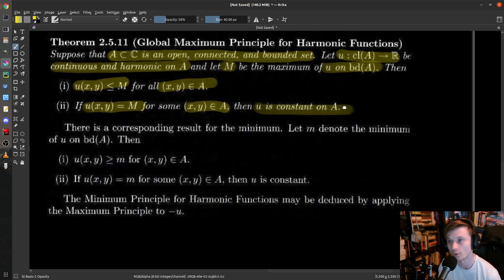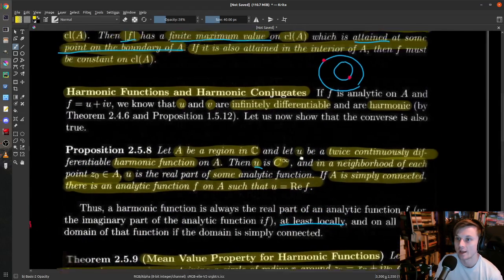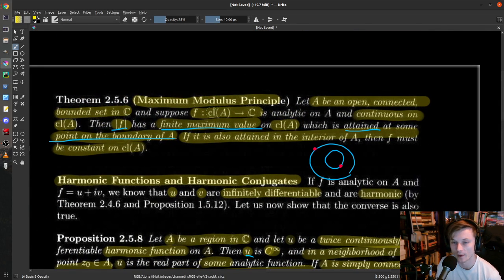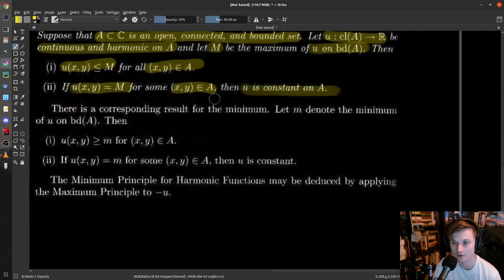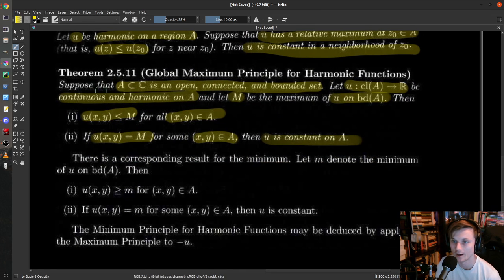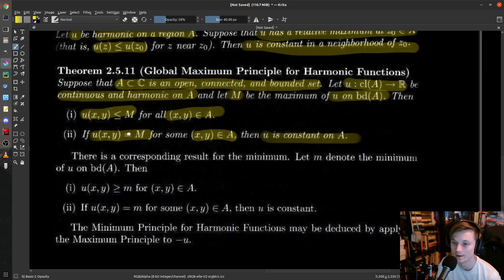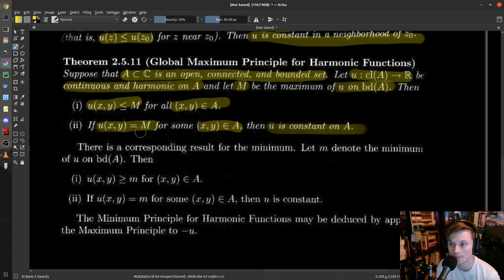So this is once again an immediate consequence of the maximum modulus principle, just because this is true for analytic functions, of course, because we can find an analytic function that has this as its real part in some neighborhood of a point, and so on. We'll get this same business yet again. Okay. Open, connected, bounded. Nice, easy. Okay. So you can also do the minimum principle for a harmonic function.